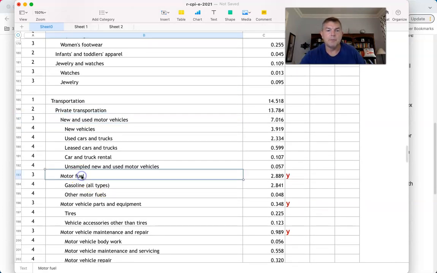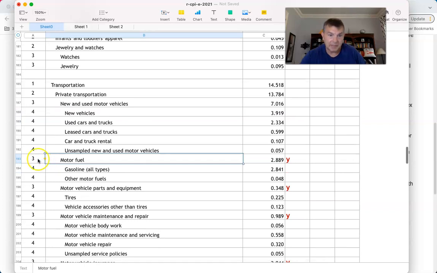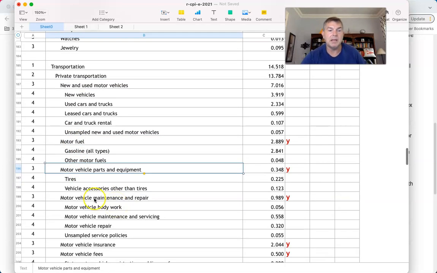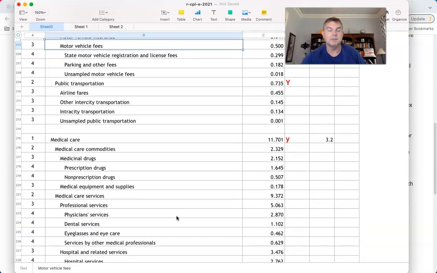All right, so then we got motor fuel. Well, you're going to need motor fuel, and I see that's number 3. So under private transportation, I'm not using any of the private transportation. I'm not using this number 2 of private transportation. I'm not using this number 3 of new and used vehicles, but I am using this number 3 of motor fuel. I am using this number 3 of motor vehicle parts and equipment, and I'm using this number 3, and this number 3. See, motor vehicle insurance. I hope that makes sense. This is a great thing.